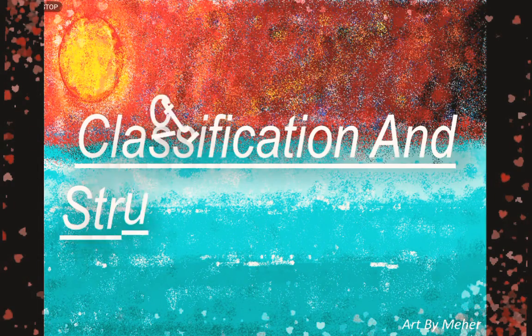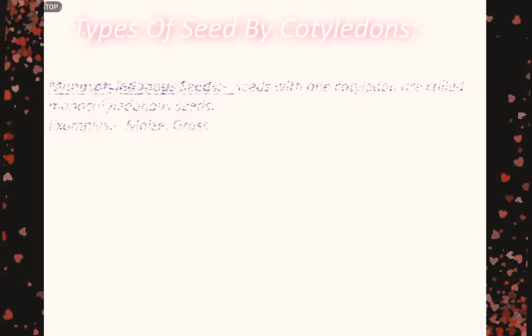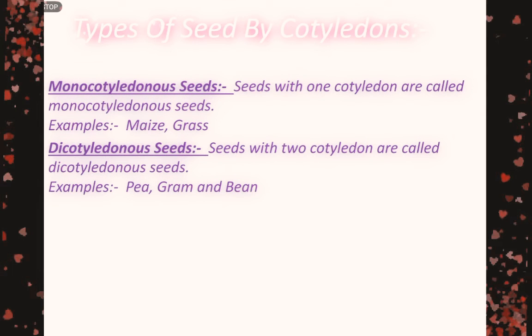Classification and structure of seeds. Types of seeds by cotyledons. There are two types of seeds by cotyledons. They are monocotyledon seeds, seeds with only one cotyledon, and dicotyledon seeds, seeds with two cotyledons. Examples of monocotyledon seeds are maize and grass, and dicotyledon seed examples are gram and bean.